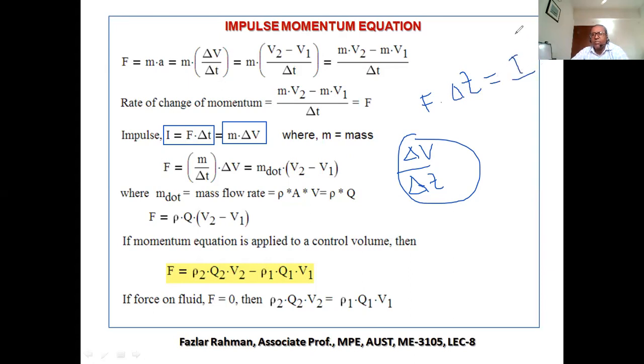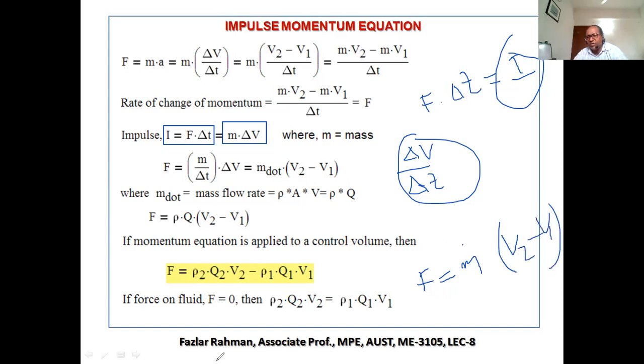And that impact is equal to change of momentum. Now this delta T, instead of putting under V, we put under m. What does m by T mean? That means mass flow rate: how much mass flowing per unit time. So we are getting F equal to m dot into V2 minus V1.